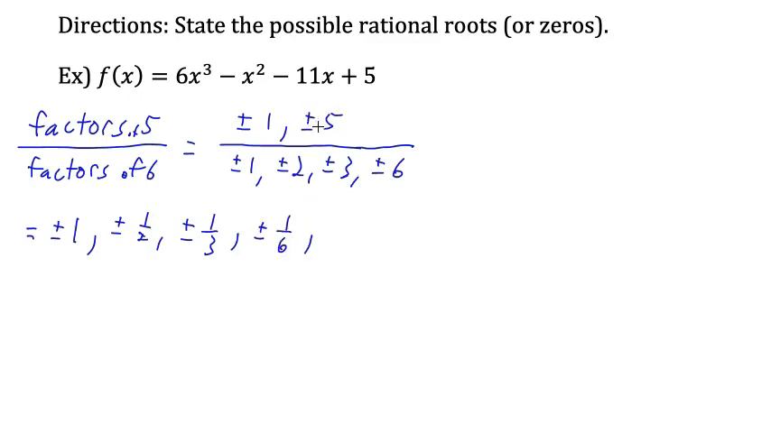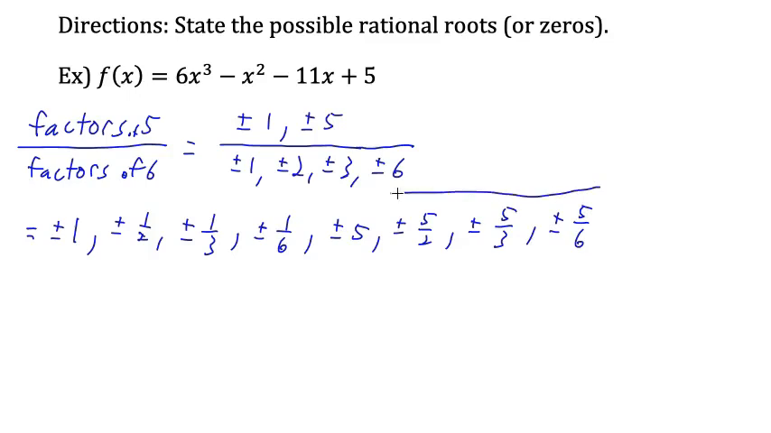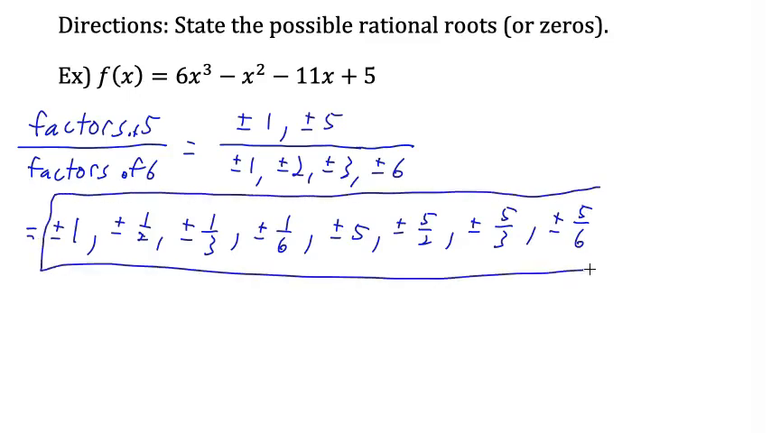Let's do all the possible roots containing this 5 in the numerator. So we have 5 over 1, so positive or negative 5. Then 5 over 2, so positive or negative 5 over 2. Then 5 over 3, so positive or negative 5 over 3. And then finally 5 over 6, so positive or negative 5 over 6. All right, that's quite a list.